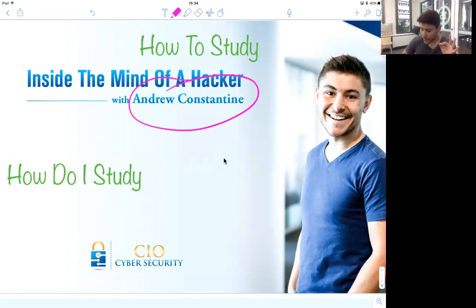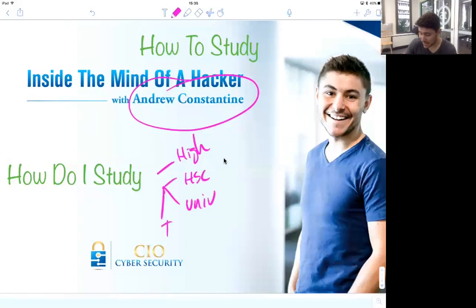So for those of you that are in your high school years, or doing the HSC, or at university or any other sort of qualifications such as TAFE, or maybe you're doing some other industry certificates such as Cisco or whatever, I want to talk to everyone today around what I think are the most important aspects of how to study and how to get the most out of your study time and how to implement a great study schedule and that sort of stuff around cybersecurity, information security, and the world out there.